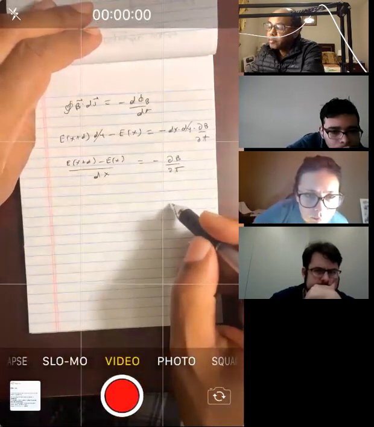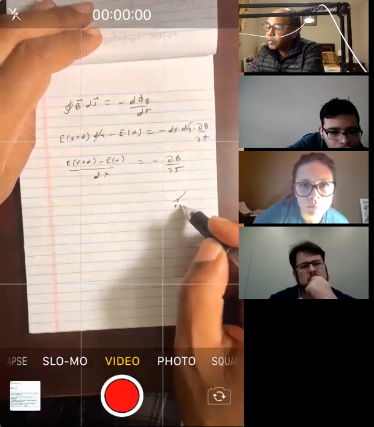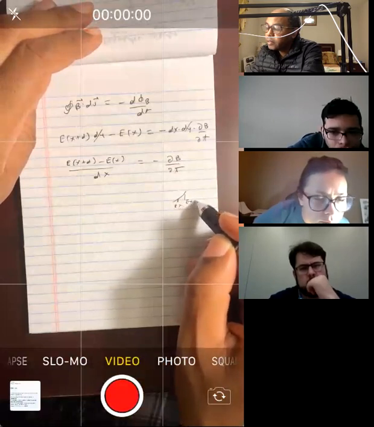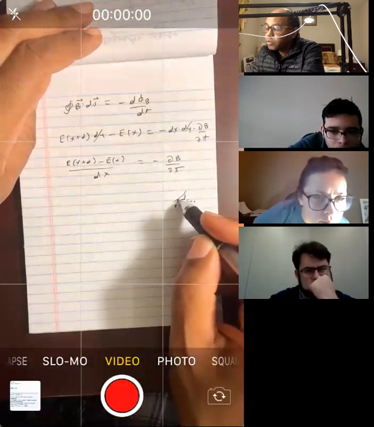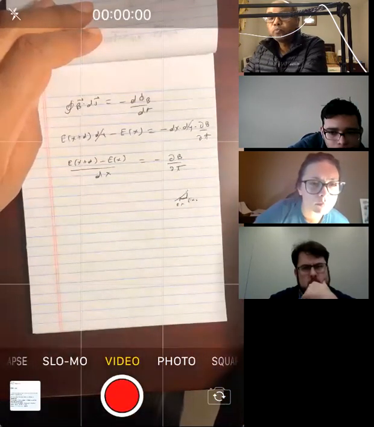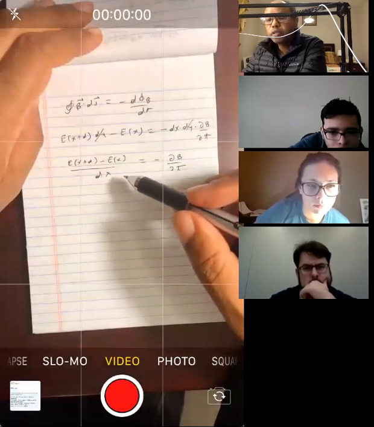Let's say I have this graph over here. This is E of x over here. This is E at x plus dx. You divide by this one. If you divide this by this, what do you get? Derivative. Change in y divided by change in x, right?